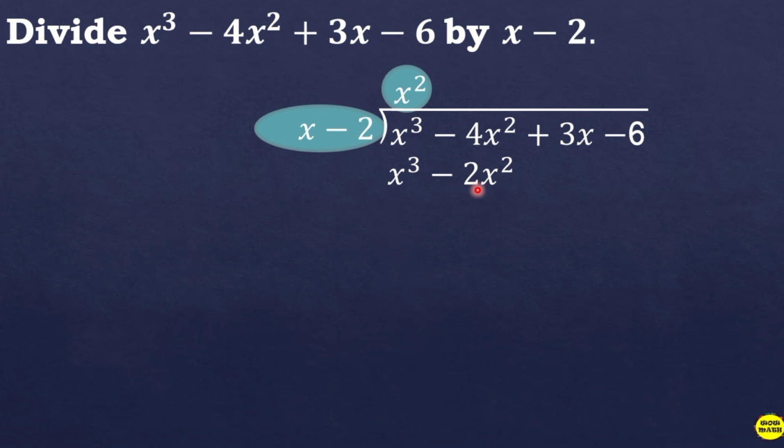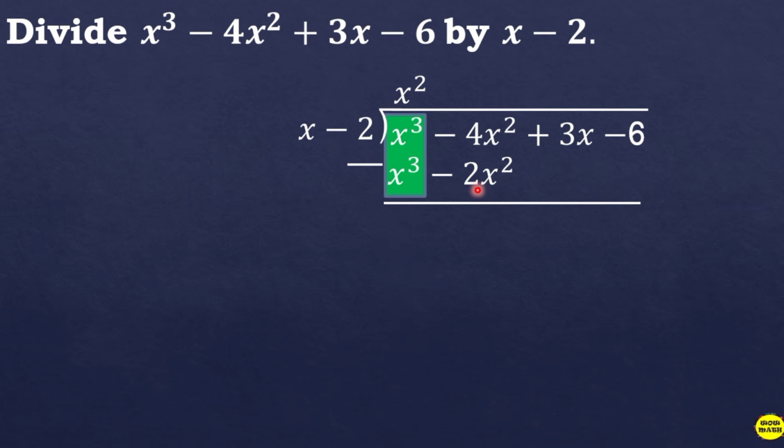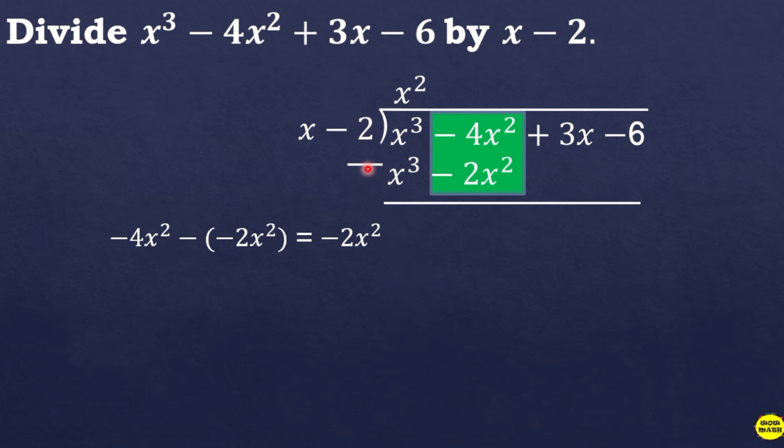Now, anong gagawin natin dito? Isa-subtract natin sila. Okay? So, subtract natin x cubed minus x cubed. So, this is already 0. And then, negative 4x squared. Okay? Negative 4x squared minus negative 2x squared. So, parang change the sign of the subtrahend. Magiging plus to eh. Okay? So, negative 4x squared plus 2x squared is equal to negative 2x squared na lang po.